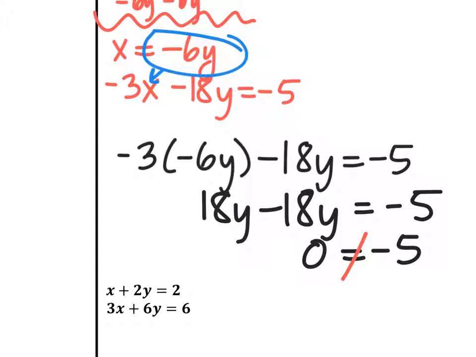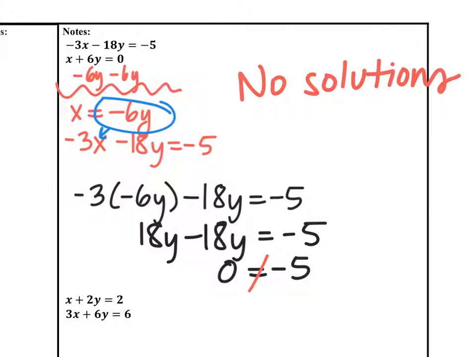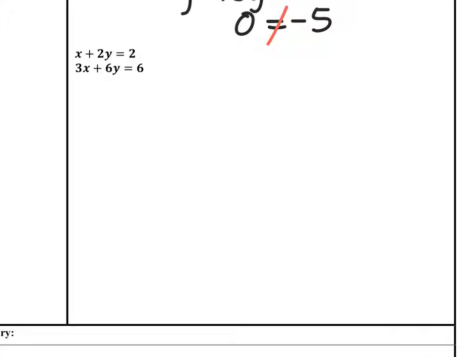If we're solving an equation and we end up with something that's false, what do we say, DJ? No solution. No solutions. That means that they're parallel lines. That does mean that they're parallel lines. And you could actually solve these equations for y, and you should get that they have the same slope, different y-intercepts.